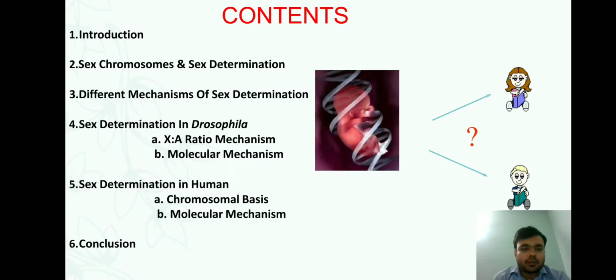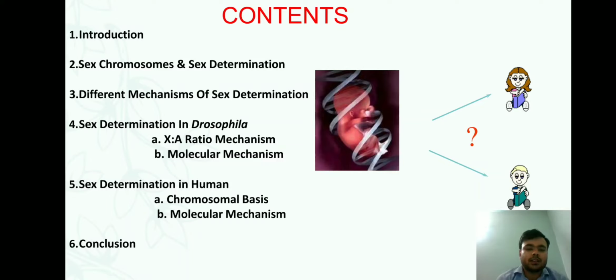Now, what are the different mechanisms of sex determination? Sex determination in Drosophila, which is the part we were left with, and sex determination in humans, and lastly, we'll see the conclusion. So, if we focus on this fourth point, sex determination in Drosophila, the X ratio A mechanism and the molecular mechanism.